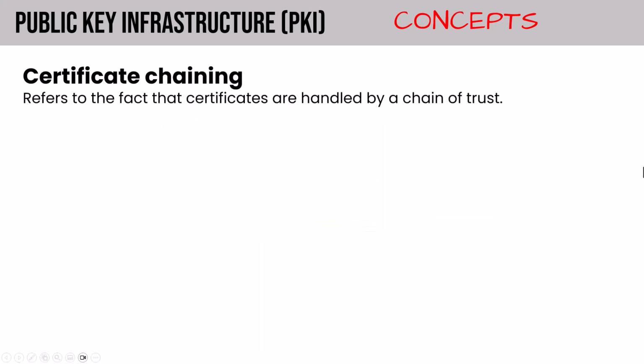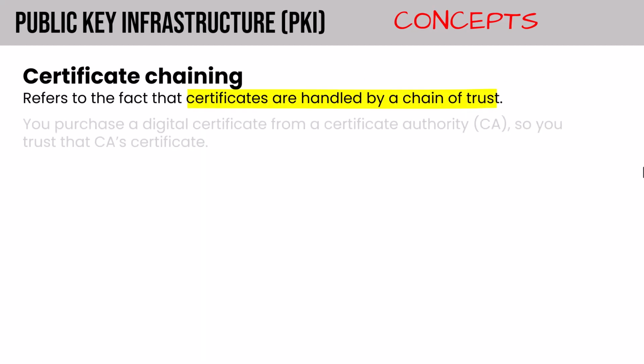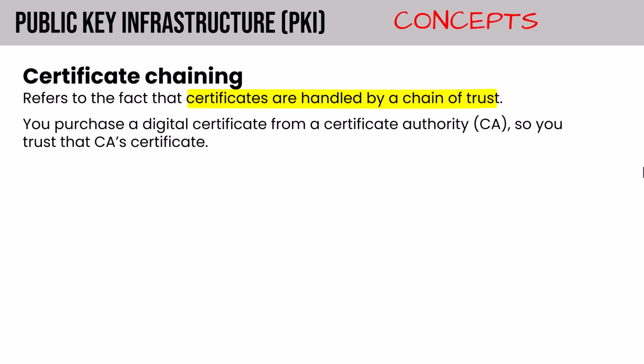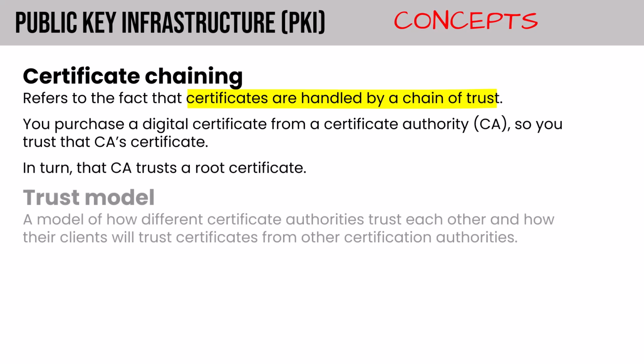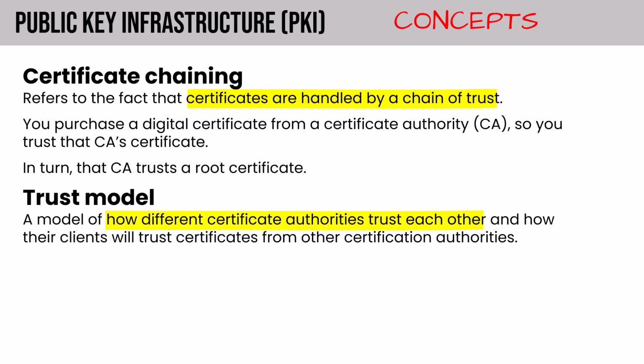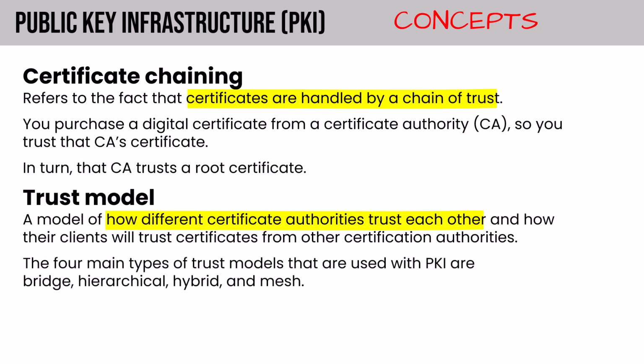Certificate chaining refers to the fact that certificates are handled by a chain of trust. So you purchase a digital certificate from a certificate authority, so you trust that CA certificate, and in turn that CA trusts a root certificate in its hierarchy. The trust model in a PKI is a model of how different certificate authorities trust each other and how their clients will trust certificates from other certification authorities. The four main types of trust models that are used in PKI are bridge, hierarchical, hybrid, and mesh.